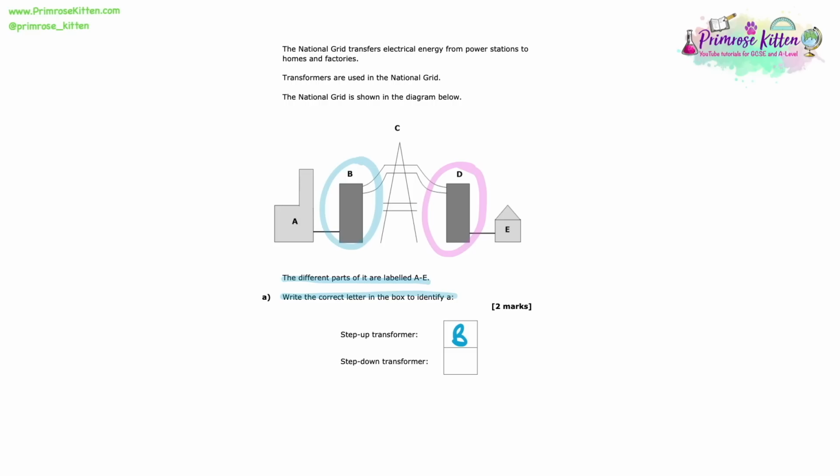Now next up, step-down transformers, we need to know that we find those after our pylons in the national grid. And the reason for that is that they're taking that really high voltage that we produced and we're making it much safer now so that it's ready to enter our homes. So we always find step-up transformers before those pylons and we find the step-down transformers after them.